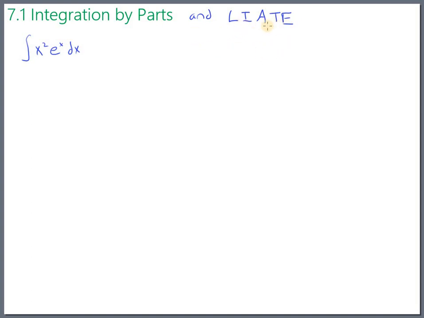This acronym has to do with choosing u, because you've got to choose your u and your dv, right? And this goes from the best choice through to the worst choice for u. And this is based on the type of function.